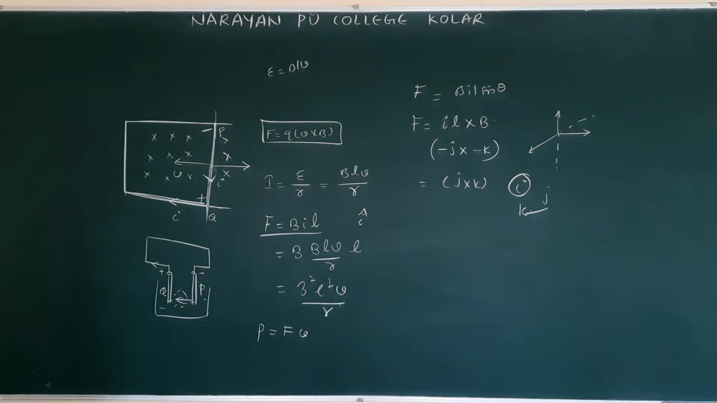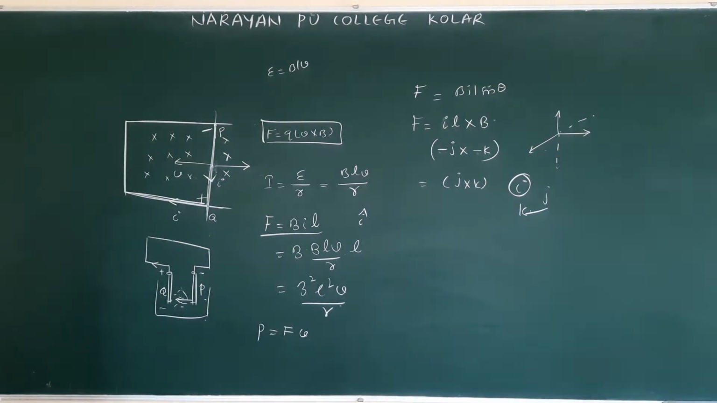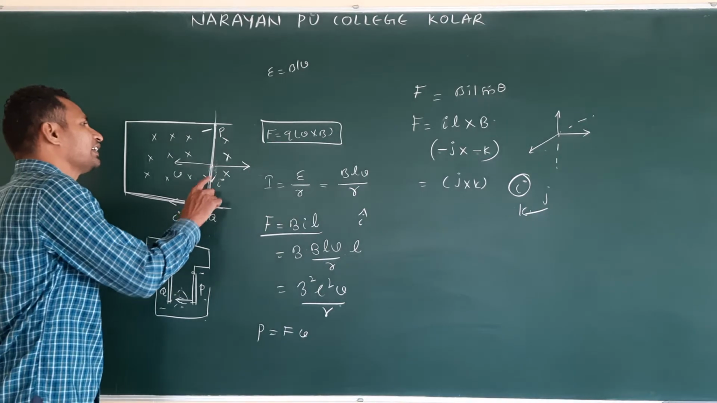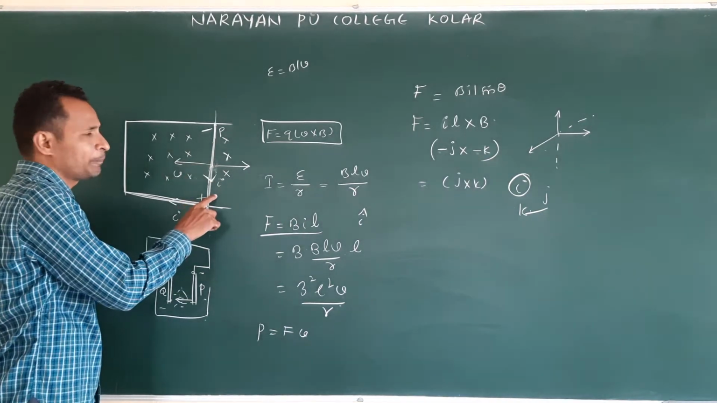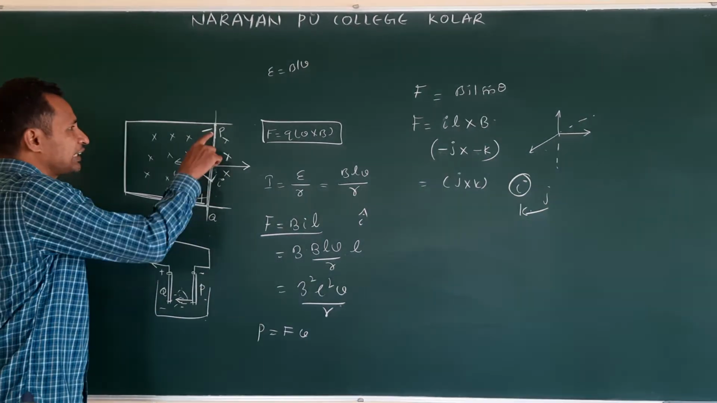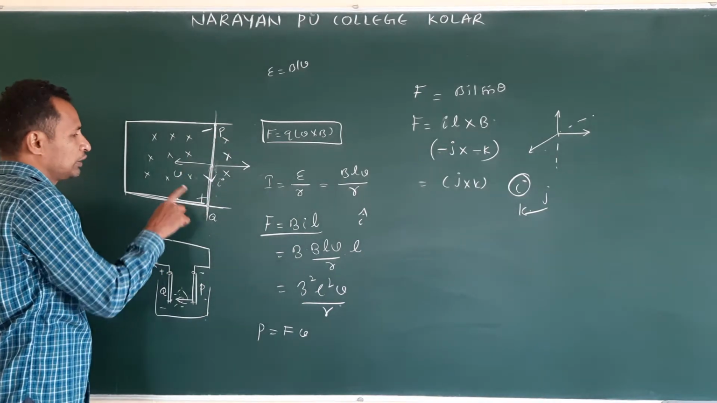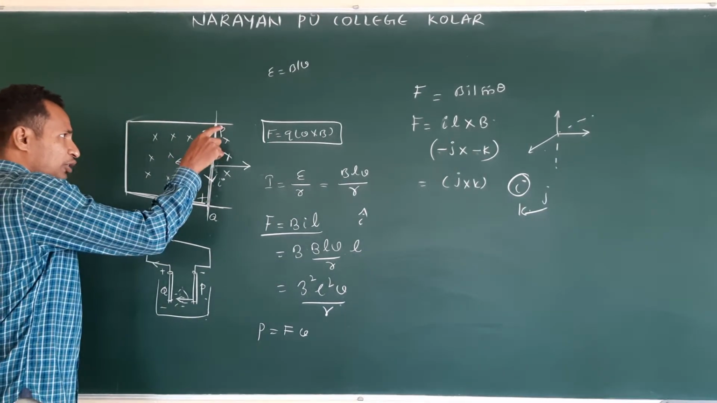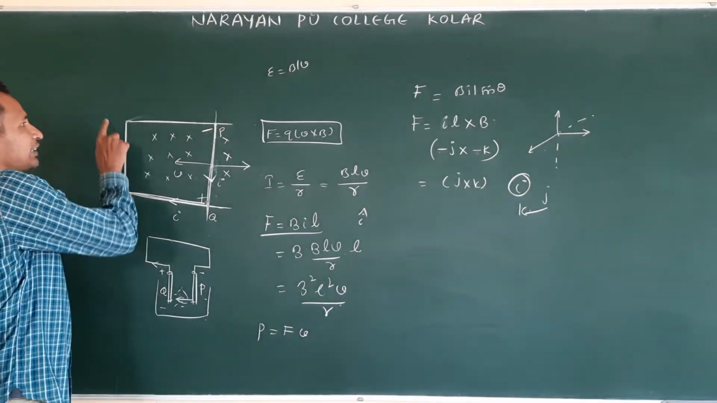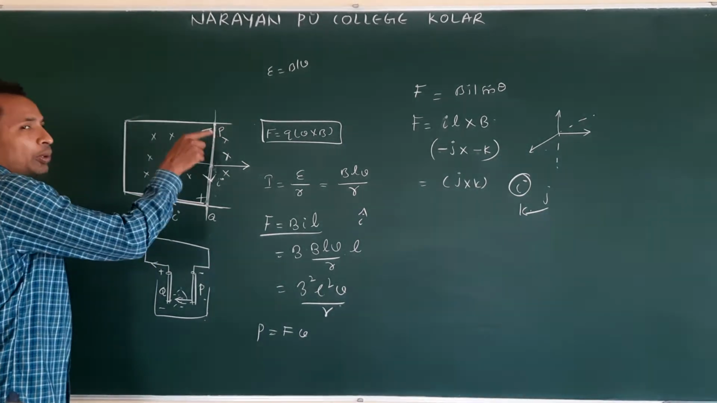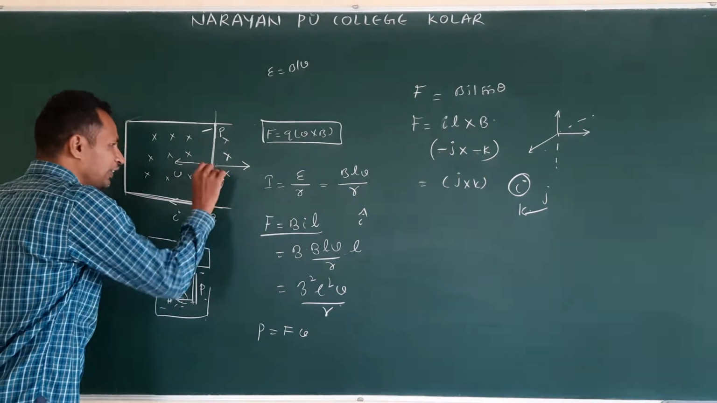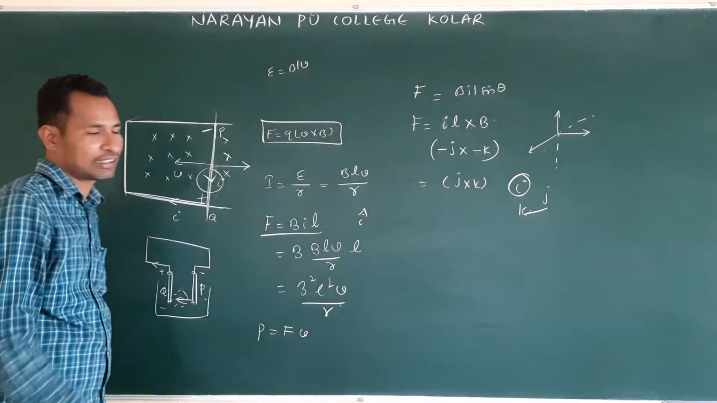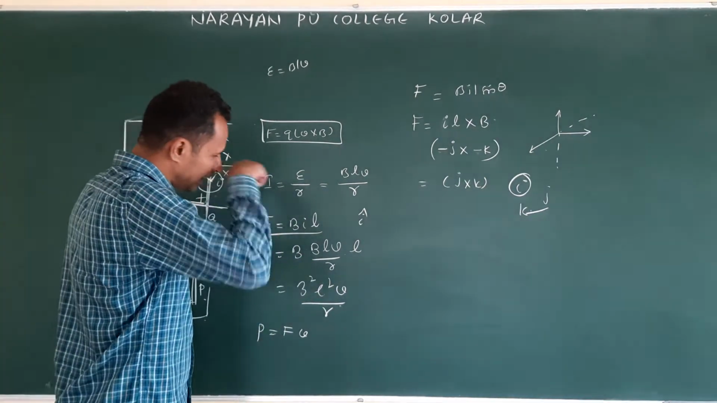Clear? Yesterday I did not give the clarity, because I took the current upward. This is the problem here. The current in the rod moves from P to Q, but in the external circuit it moves from Q to P. Here I made a mistake. That's why I did not give the clarity. Now I have given it very clearly.